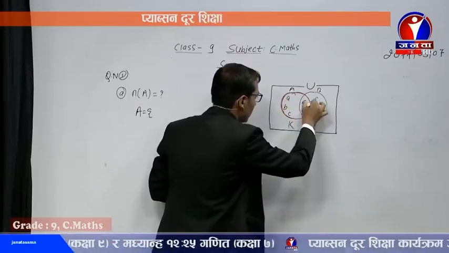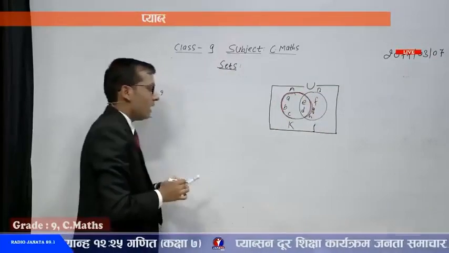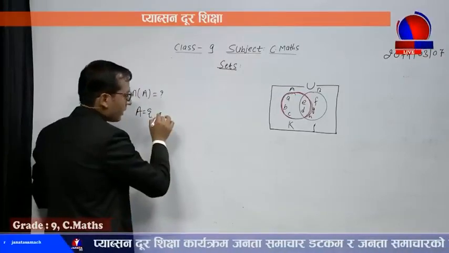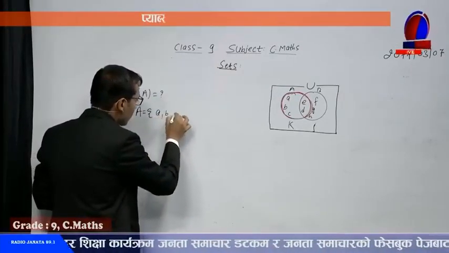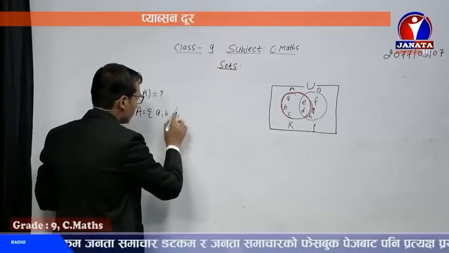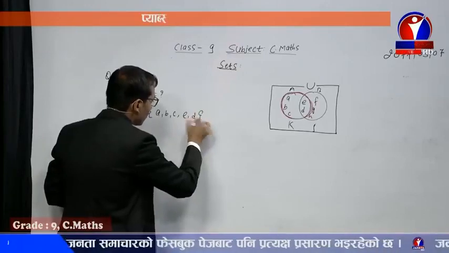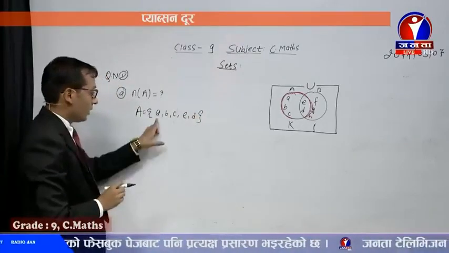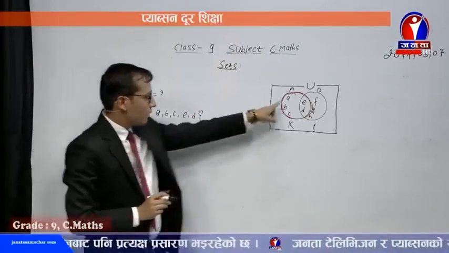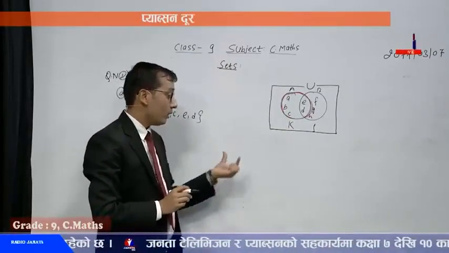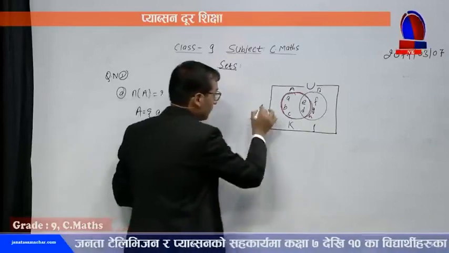The red circle, this is set A, complete set A. So what are the elements? Right, let's write the elements A, B, C, E and D. So these are the elements A, B, C. These three are the elements which belong to n only A.